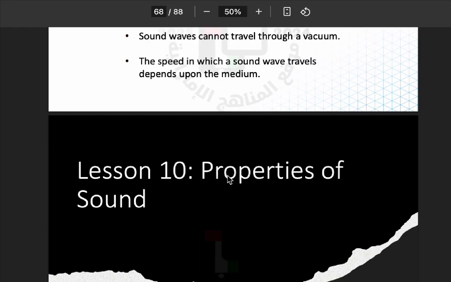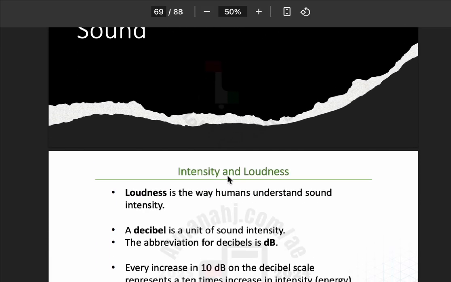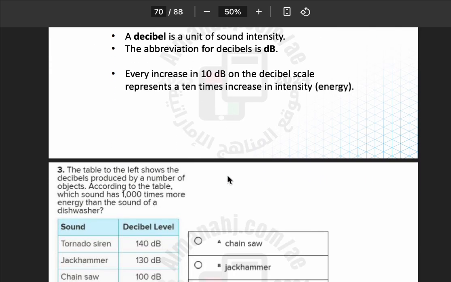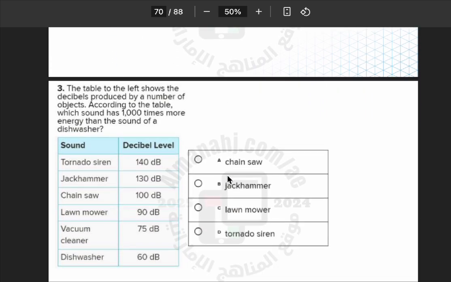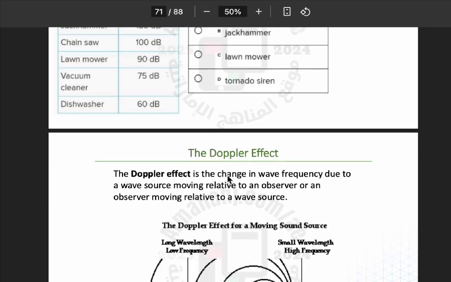Lesson 10. Properties of sound. We studied intensity, loudness, and how the unit decibel, dB, is used to measure them. The Doppler effect explains how the frequency of a sound changes depending on the movement of the source or observer.